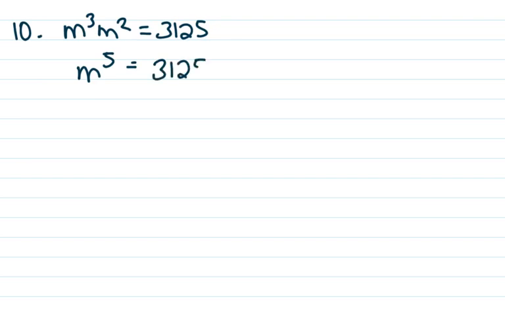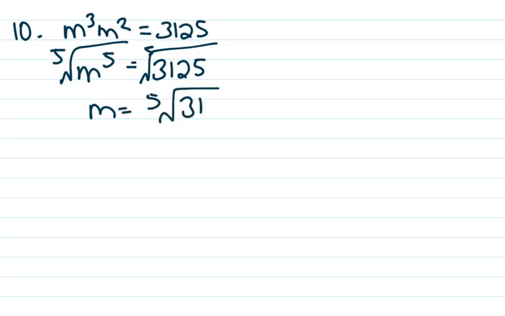All right, the next section here says to solve. So solve means find the value of the variable that makes the equation a true statement, where the left side equals the right side. So number 10, m cubed times m squared equals 3,125. So of the m's, I can add their exponents because they're multiplied together. So I have m to the power of 5 equals 3,125. So now what's the value of m? I'll take the fifth root of both sides. So m equals the fifth root of 3,125. Do that on your calculator, and that is 5.